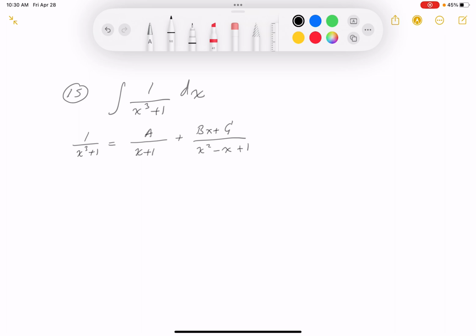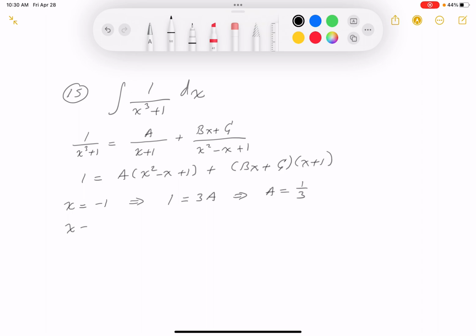I'm going to clear the fraction by multiplying both sides by the LCD. You're going to get 1 equals a times x squared minus x plus 1, plus bx plus c times x plus 1. Next thing I do is select easy values for x to figure out the values for a and b. So I'm going to pick x to be minus 1. Well, the left side is 1. And the right side, if you chose minus 1, the second term disappears. And the first term would become 3a, which means a is 1/3.